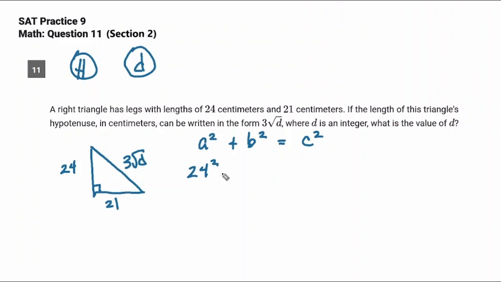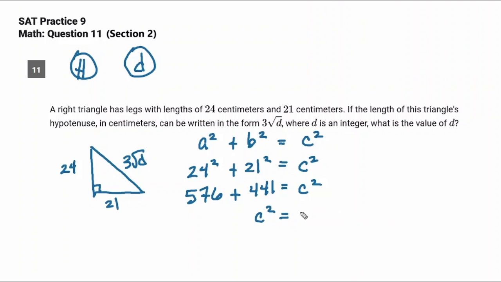So it's 24 squared plus 21 squared equals c squared. Obviously, calculator math. 24 squared, 576, plus 21 squared, 441, equals c squared. So you add those two numbers up. C squared equals 576 plus 441, which is 1017. All right, how do you get to c? So you take the square root. So c equals square root 1017.